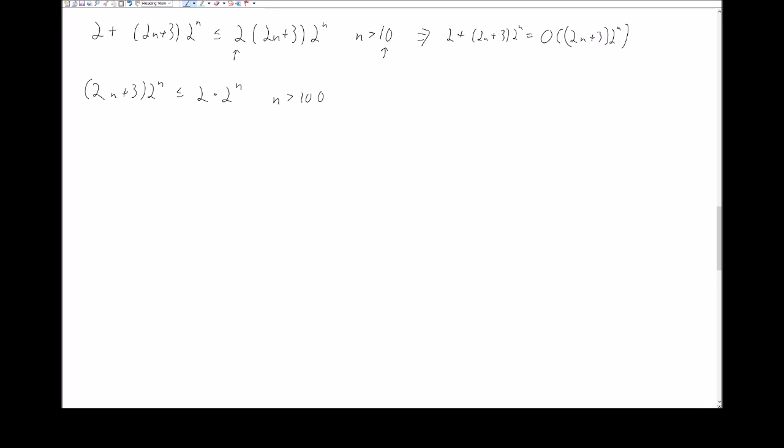And again, I don't know the specific value of n for which this is going to be true, but certainly whenever n is greater than 100, (2n plus 3) times 2 to the n is going to be less than or equal to 2 times 2 to the n. That is, this inequality is going to be true. This means that (2n plus 3) times 2 to the n is going to be big O of 2 to the n.